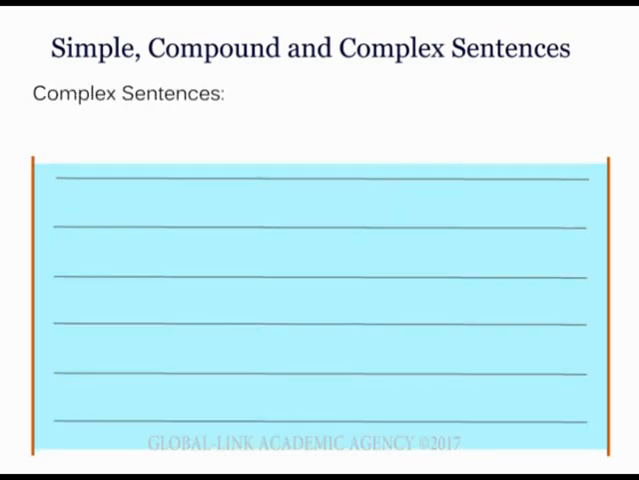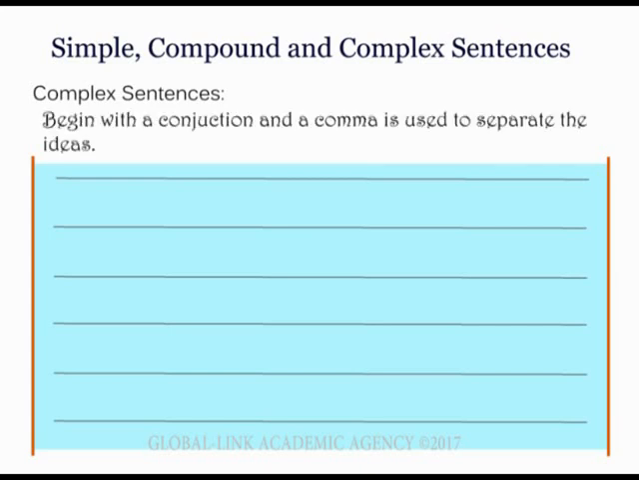Now, moving on to complex sentences. Don't worry, they are not nearly as hard as they sound. The name makes it sound really tricky. Complex sentences begin with a conjunction, and they have 2 separate ideas, like a compound sentence, okay, but they're separated with a comma, and that's because you've put the conjunction at the beginning.